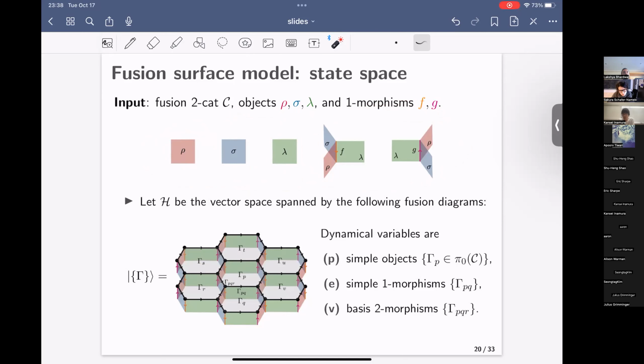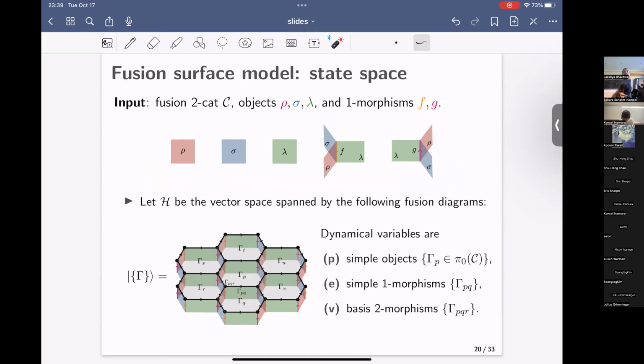From this input data, we can define the state space of the fusion surface model, and the definition can be divided into 2 steps. As the first step, we define the vector space H, which is spanned by the fusion diagrams of this form. This vector space H is a straightforward generalization of the state space of the anyon chain model. As we can see from this figure, this fusion diagram consists of a bunch of topological surfaces and topological interfaces that we choose here, and these are not dynamical variables of this model. On the other hand, the dynamical variables live on this top surface, which looks like a honeycomb lattice.